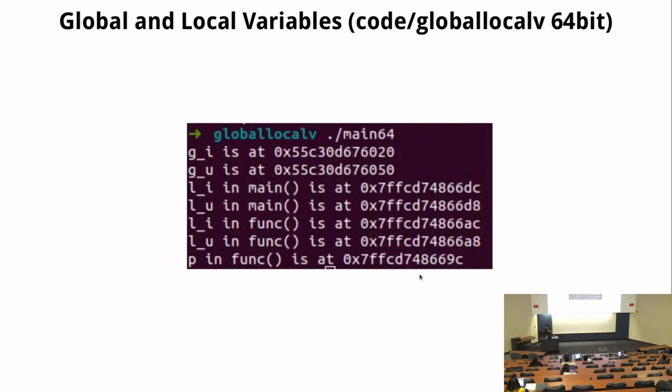If you check the 64-bit version, similar results. The global variable will be at something like 55. First of all, the address is much longer in this case. It's not really 64 bits on the system we're using. I think it's 39 or 40 bits. The stack will be at 7F something. There should be some leading zeros here, which I'm not showing.